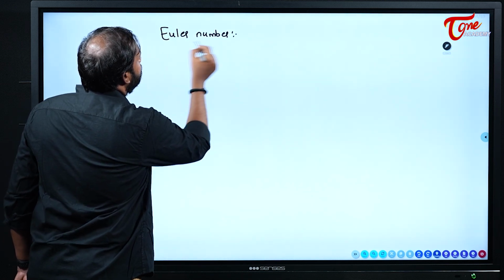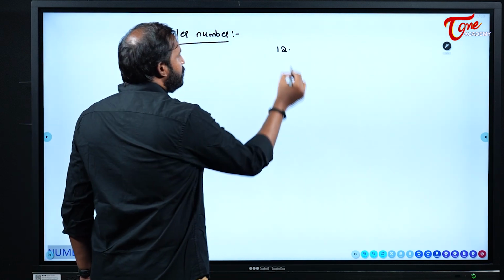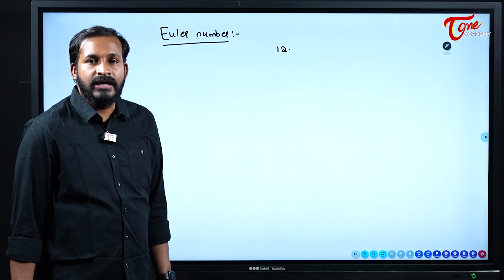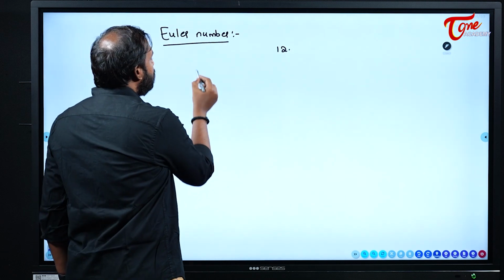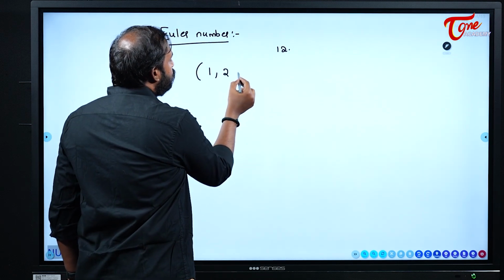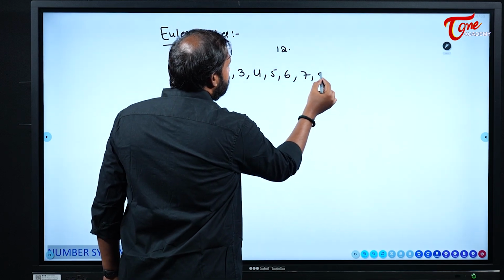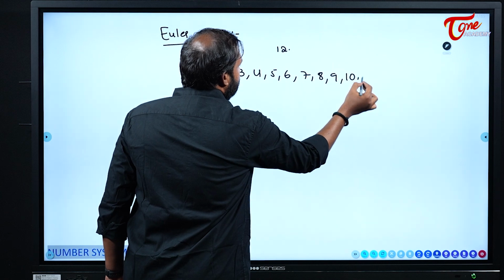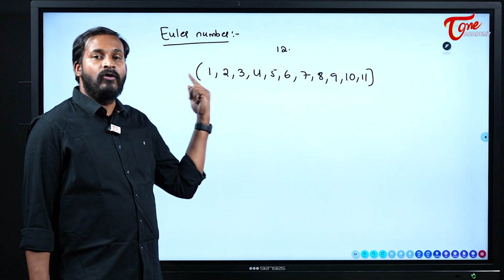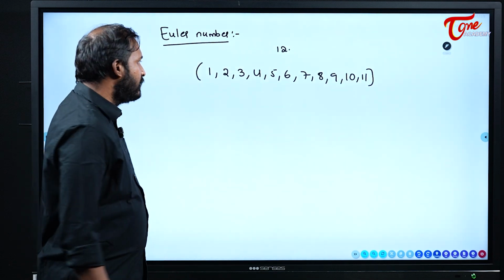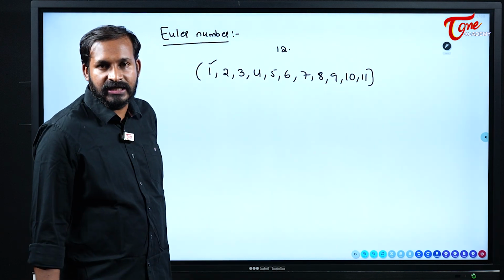With an example, I will let you know so that it becomes easy. Take the number 12. What is the Euler number of 12? We need to write all the numbers below 12: 1, 2, 3, 4, 5, 6, 7, 8, 9, 10 and 11, and check with how many of them 12 is coprime. 1 and 12 are coprimes. Why? Because their HCF is 1.